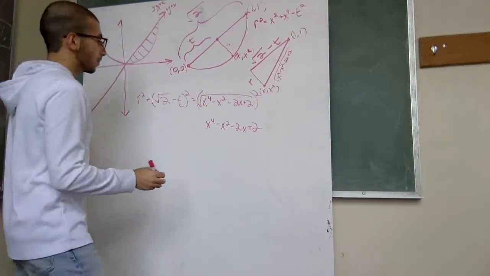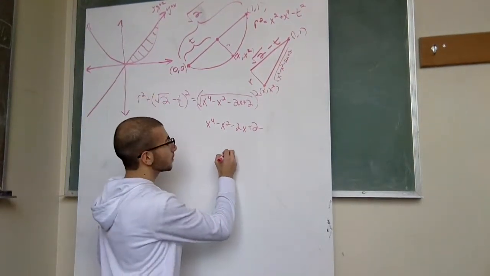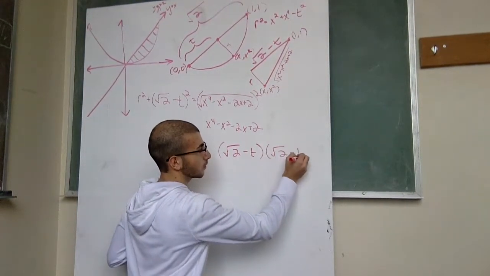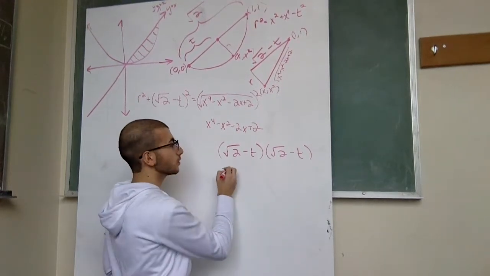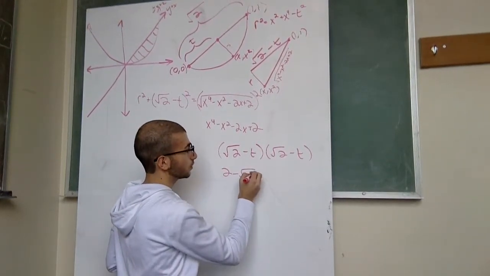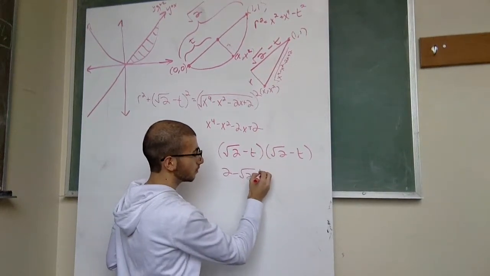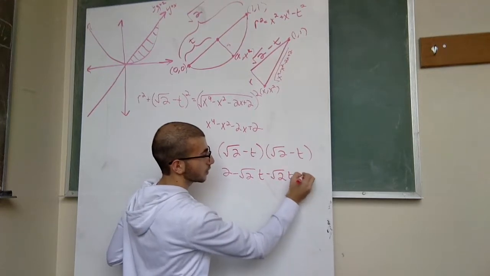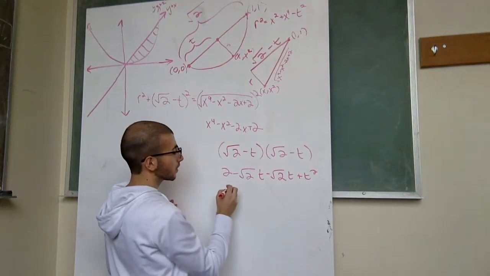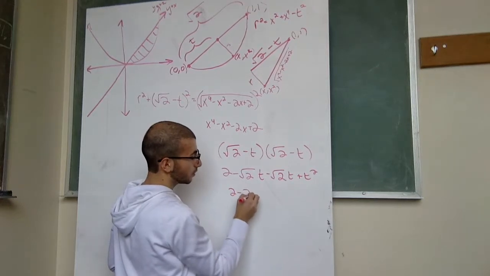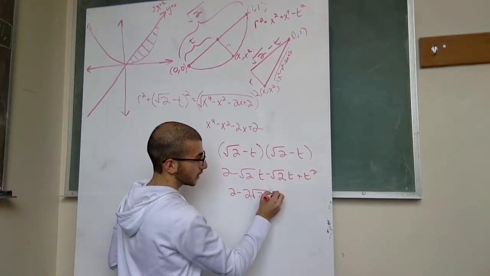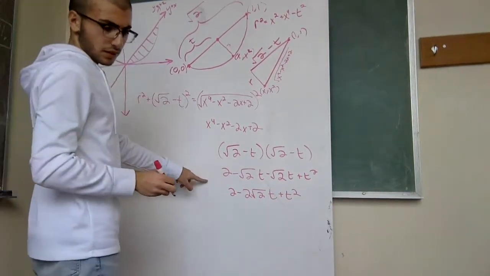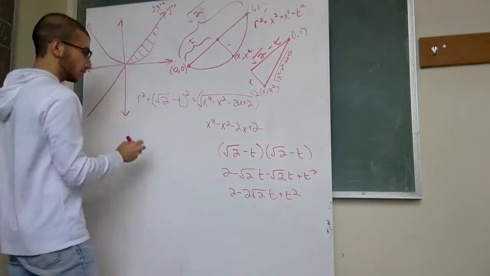And on this side, I'm going to do the factoring down here. Square root of 2 times square root of 2 is just 2 minus the square root of 2t minus the square root of 2t plus t squared. When you combine these two, you're going to get 2 minus 2 square root of 2t plus t squared. So now we're going to input this in for here, for this value.